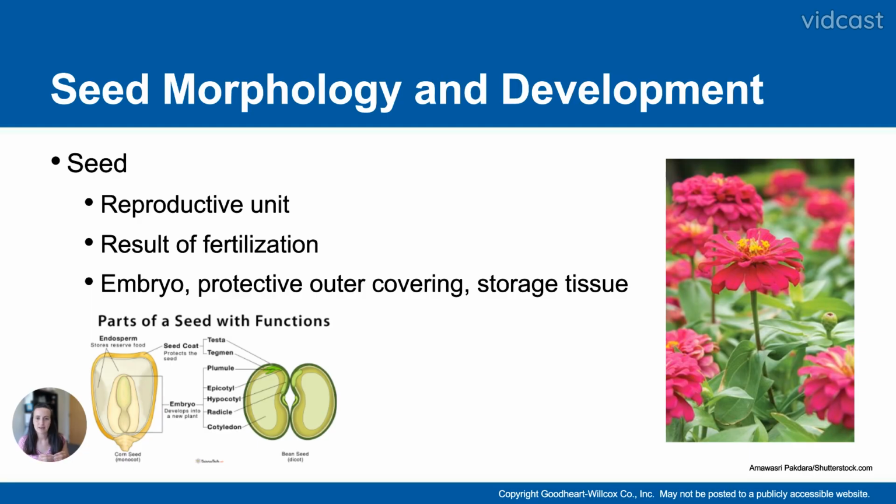And then we're also going to have the embryo on the inside of that seed, and that's what becomes that baby plant. So here you've got an image of a corn seed that is a monocot. Monocot means that the plant has one seed leaf that comes out of the seed. Corn is an example. And then you have a bean seed example, and a bean is going to be a dicot. Dicots have two seed leaves that come out when the seedling germinates.